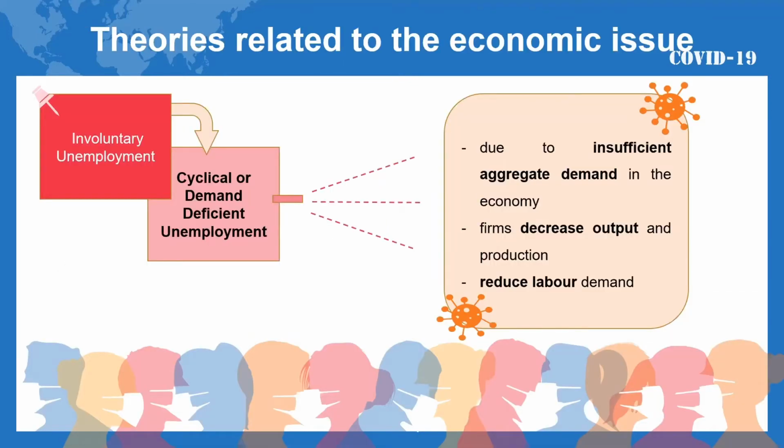According to the Department of Statistics Malaysia, around 61,500 people became unemployed in March as a result of the Movement Control Order since 18 March 2020. So the unemployment during the COVID-19 pandemic is involuntary unemployment, more specifically cyclical or demand deficient unemployment. It occurs when a person is laid off by the firm against their will due to the condition of insufficient aggregate demand in the economy.